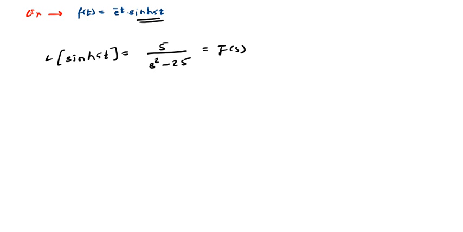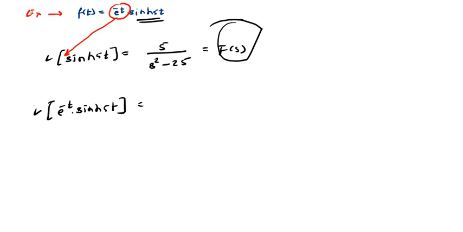Now what you will do? You will insert this e raised to minus at here. So what you will see? This will be equal to L of e raised to minus t into hyperbolic sine 5t. What will be changed in f of s? In this f of s, this s will get replaced by s plus 1 because the value for a is 1 in this case.